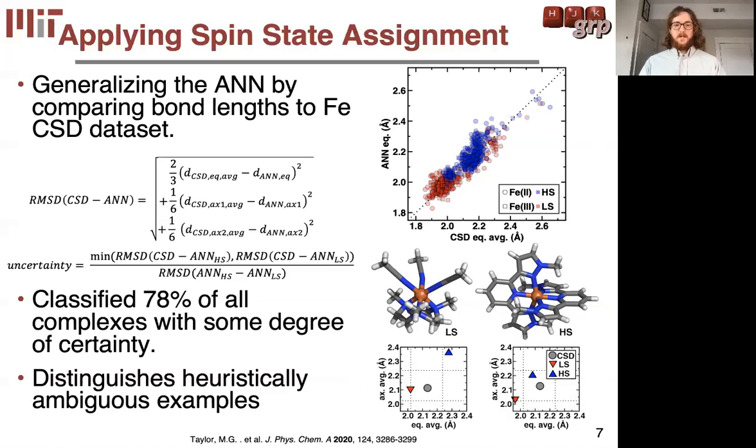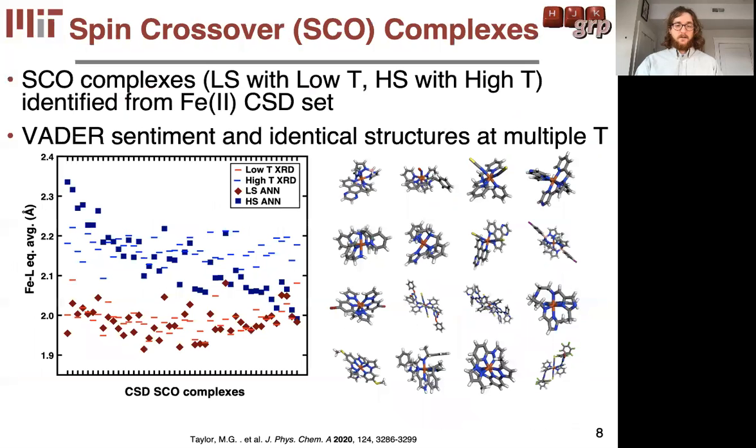This is actually correctly classified as low spin, whereas the high spin complex on the right is also really intermediate between what would be heuristic cutoffs for low spin and high spin, and is quite close to the high spin ANN bond length and is predicted correctly.